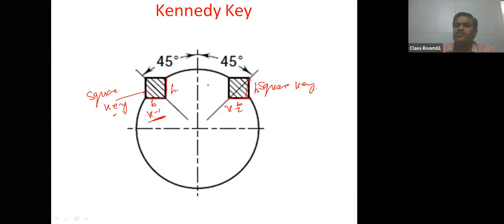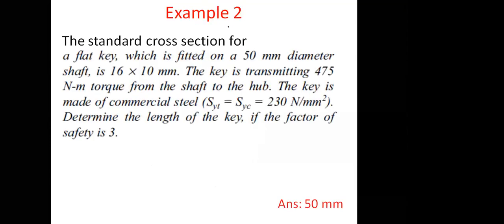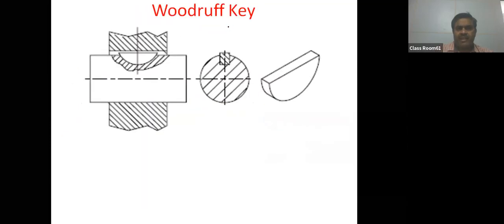So there is a combination of the key at an angle of 45 degrees with this vertical axis. So the total angle will be 90 degrees. So this type of combination is termed as Kennedy key. Okay, so it should be clear to you now? Yes sir. Okay. So I am just coming to the design of the key.